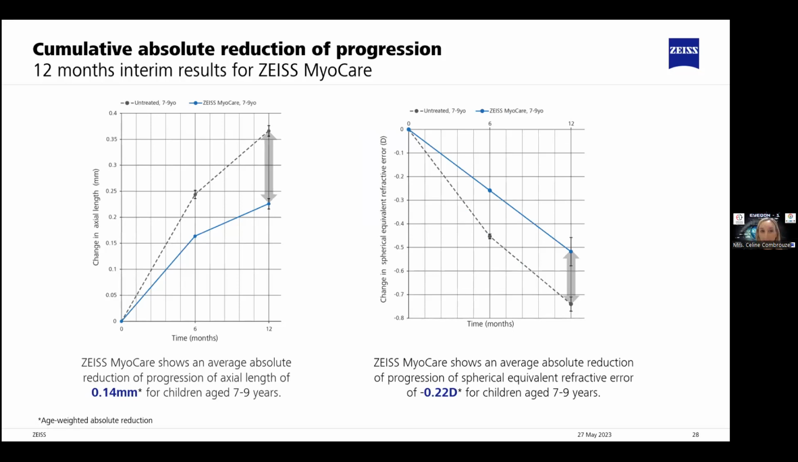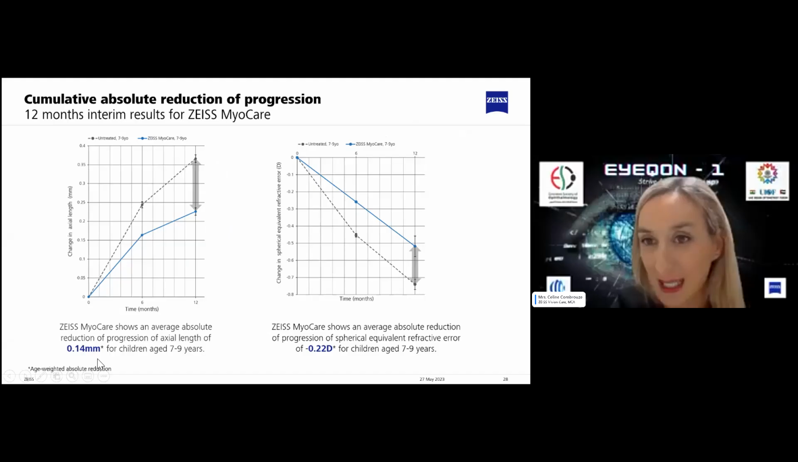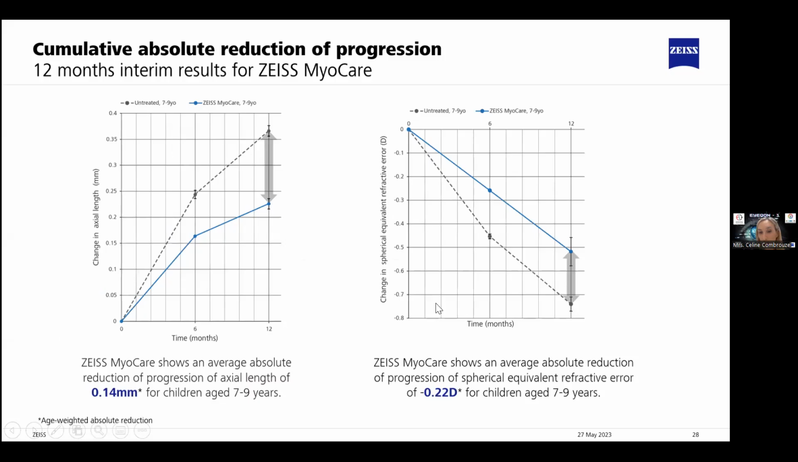So for the 7 to 9 years old children wearing the MyoCare hard design, we can have an average absolute reduction of progression of axial length of 0.14 millimeter, and an average absolute reduction of progression of spherical equivalent refractive error of 0.22 dioptry. This is a lot. This is really a lot, because this is what a child in myopia management can have as a yearly progression. So the first year, we already stopped this. This is really, really good result.